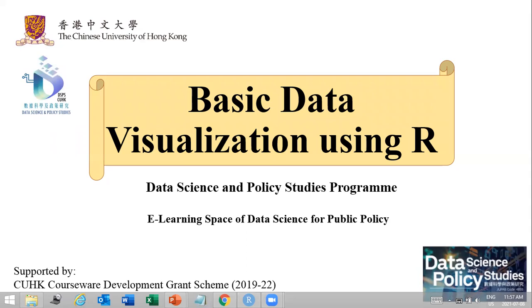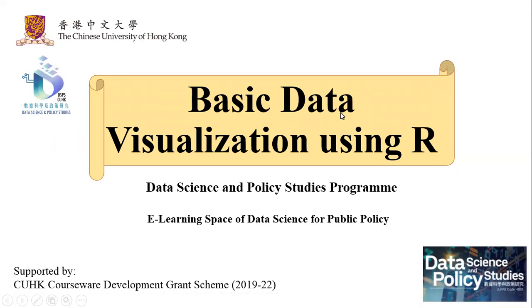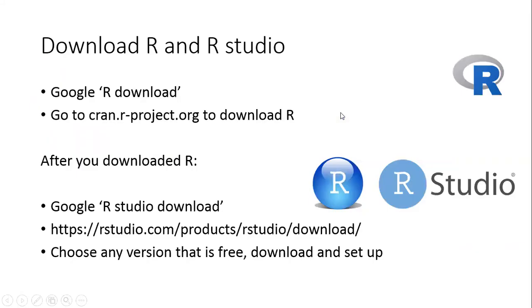Our topic for this video is about basic data visualization using R. First of all, you'll have to download two software, which is R and RStudio. RStudio is a user-friendly interface for you to type R codes and to execute. So you will need both software installed in your computer. You can refer to the link or just Google the software and download, and they're both free. So you can look for the free version and set it up.